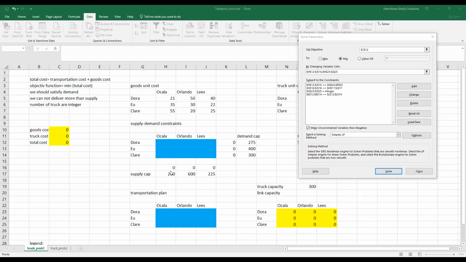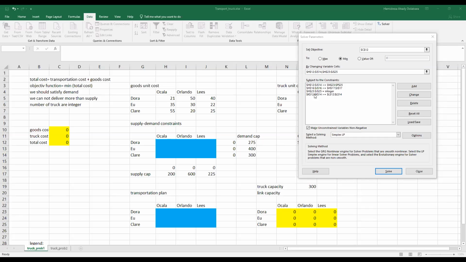It makes sense. Right now the values are 0 because Excel didn't calculate the blue cells. But at the end, for Ocala, the amount that Ocala supplies or delivers should be less than the supply cap. So the second limitation is basically the supply capacity constraint. We want to say the amount that we supply or deliver should be less than our supply cap. This is our first logical constraint.